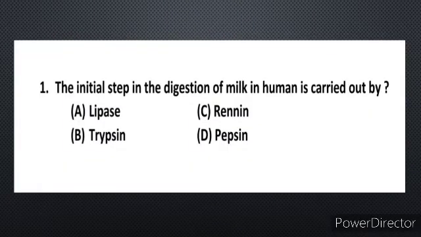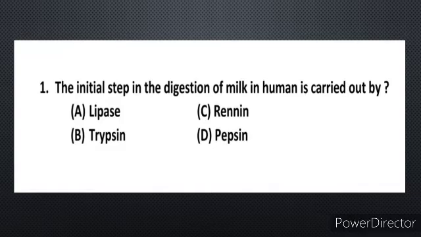Your first question is, the initial step in the digestion of milk in human is carried out by. Your first option is lipase. Lipase is an enzyme that digests fat. And the second option is trypsin. Trypsin is an enzyme secreted by the small intestine which digests proteins. And the fourth option is pepsin. It also digests proteins. So what is the option left?